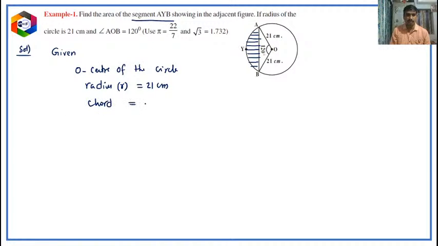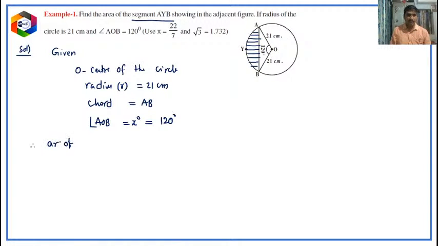This is the chord, which is equal to AB, and this chord is making an angle of 120 degrees at the center. That is, angle AOB, the angle made by the chord at the center, is equal to 120 degrees. Okay children, so this is the information. As we discussed in the previous slide itself, to calculate the minor segment area, first we have to calculate the sector area. Okay children, now first I am going to calculate the sector area.